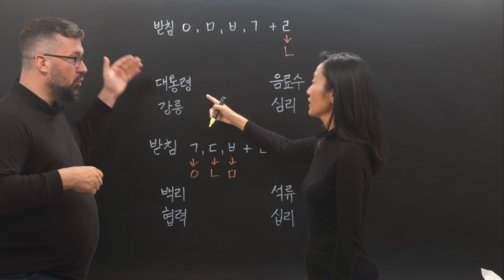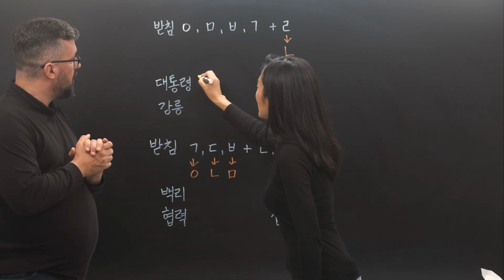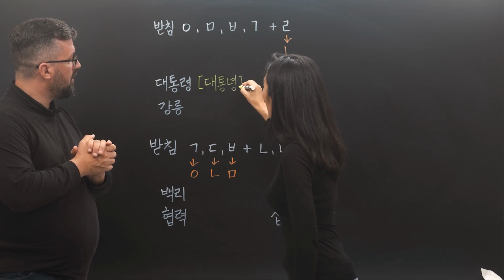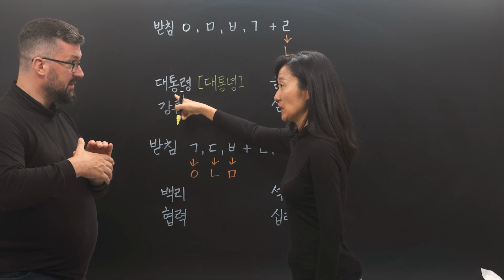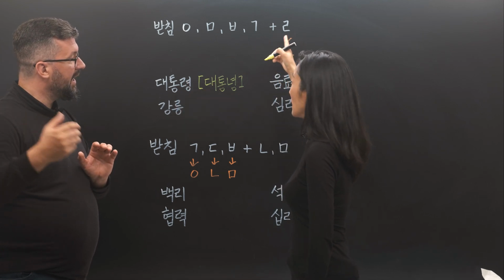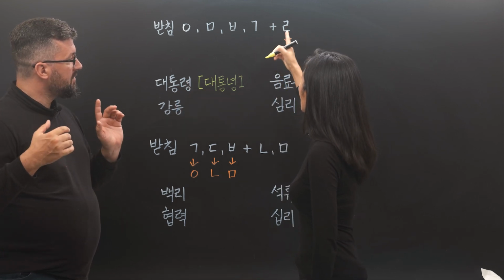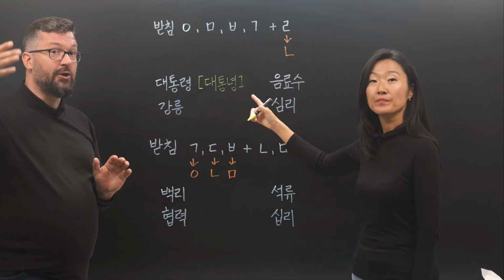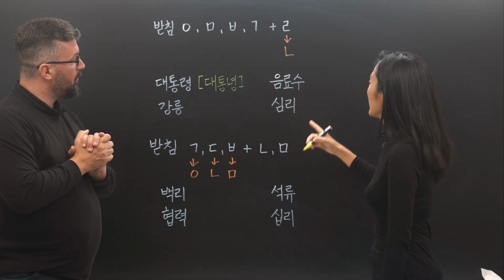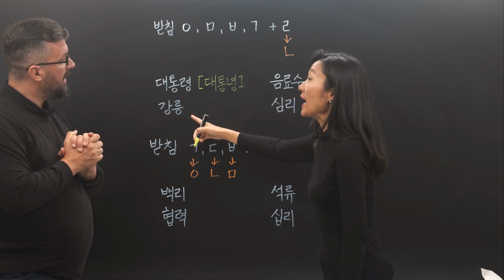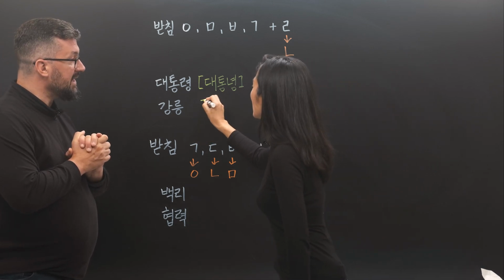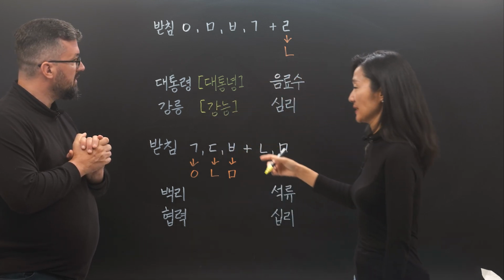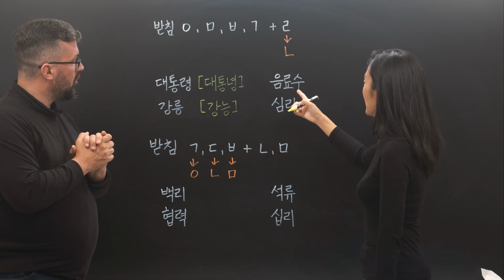Dae-tong-nyeong. There is a Batchim 응, followed by 르, r. Then 르 becomes 느, n. So dae-tong-nyeong. And the next one, gang-neung. Gangneung.